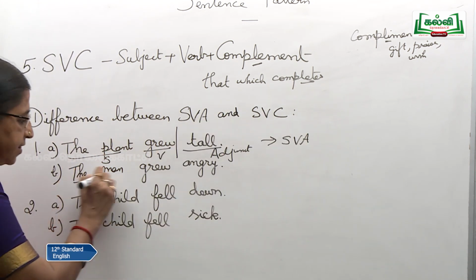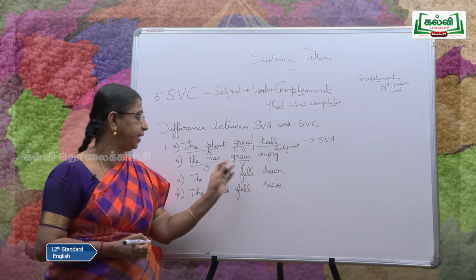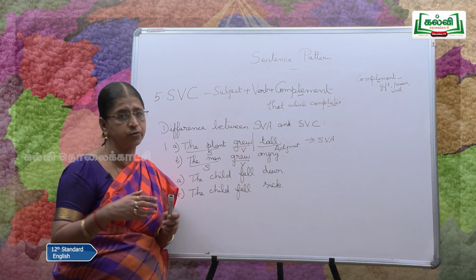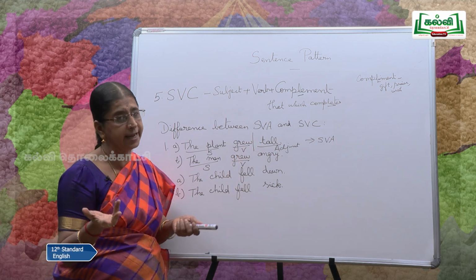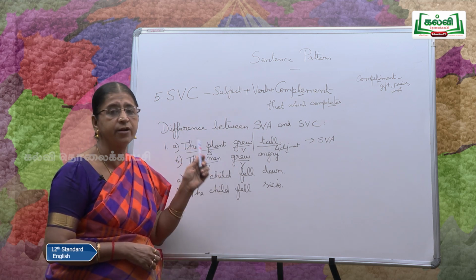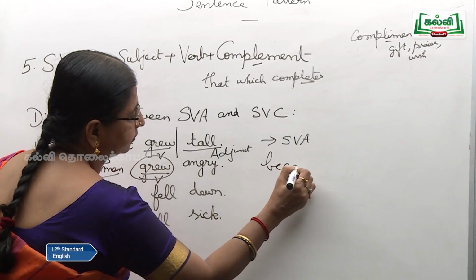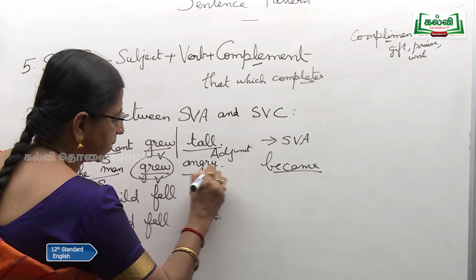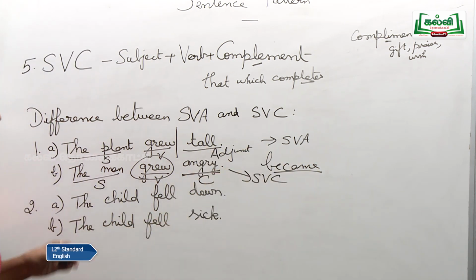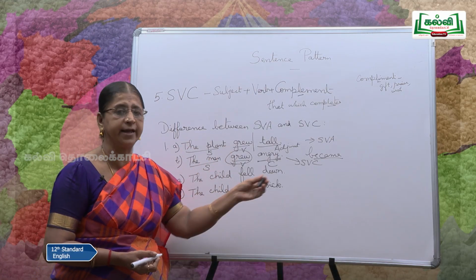But when I say the man, subject, grew, verb, angry, the man grew angry. Look at the difference here. If I say the man grew, it would only refer to his growth in business or growth in height or whatever expansion he has undergone. But here, grew stands for became. So this part is the complement. The classification is SVC. The man was angry, the man became angry, the man grew angry.